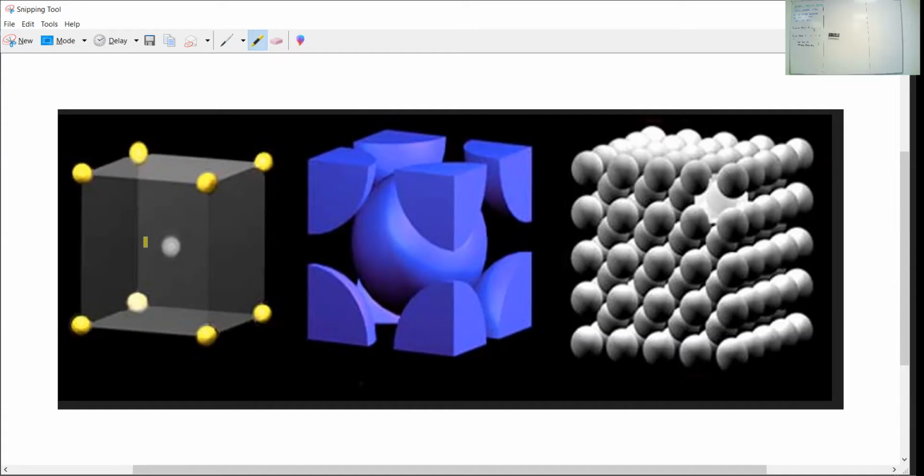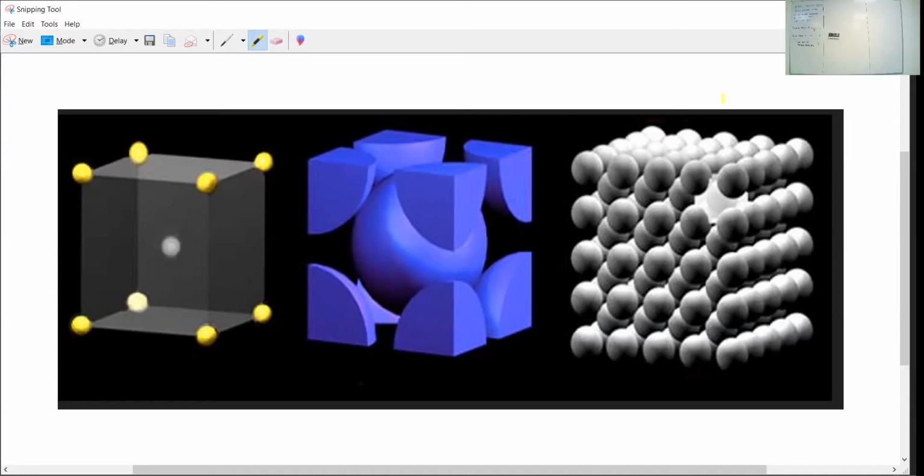But then we have this center atom. This center atom totally belongs to this unit cell. So as you can see, that center atom totally belongs to this unit cell, and each corner contributes 1/8 of a sphere. So this is the body-centered cubic structure.